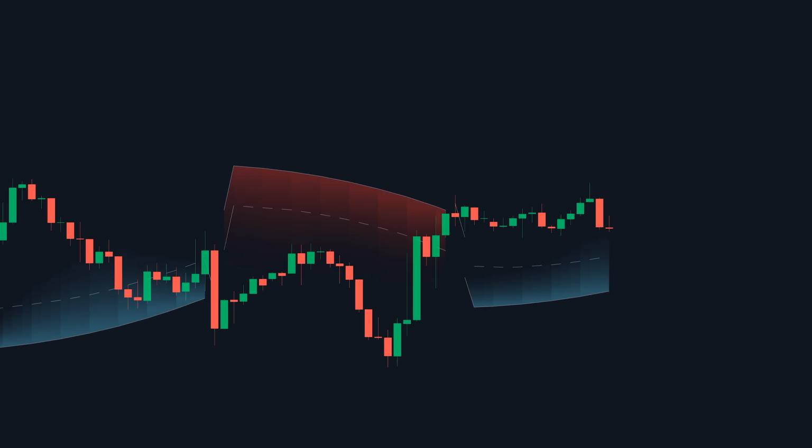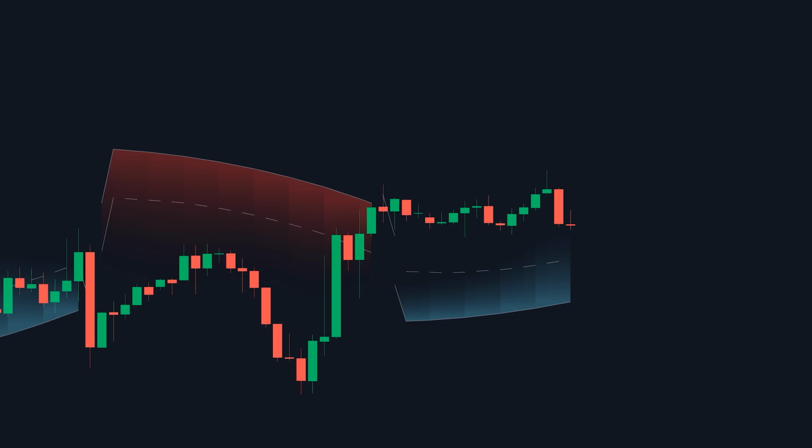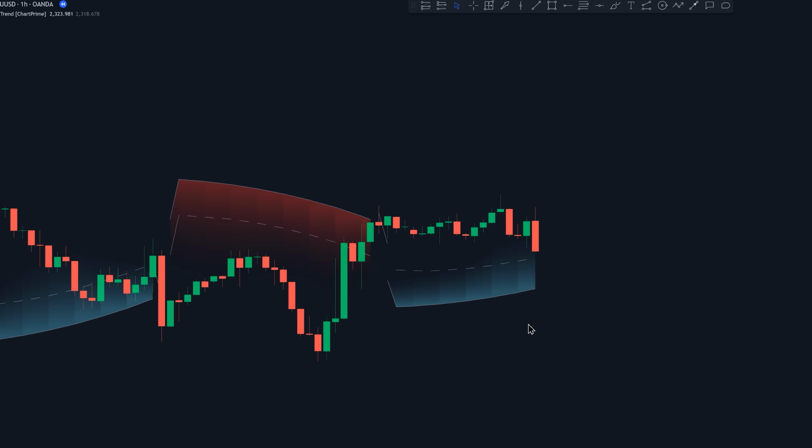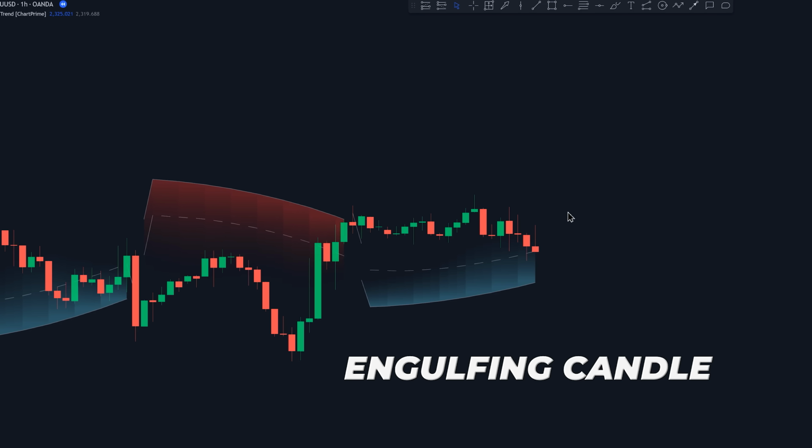In a bullish trend, the trend cloud is going to be colored green with the price trading above it, but in order to confirm a pullback with this indicator, we have to wait for the price to come back down and touch the dashed line without touching the base of the cloud. As soon as that happens, you want to wait for an engulfing candle, and then you take your long position.